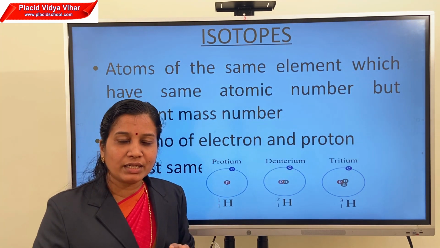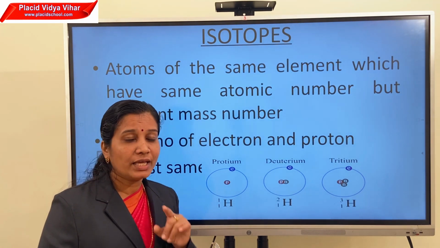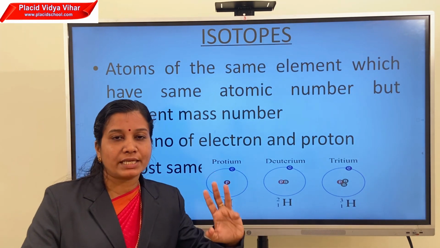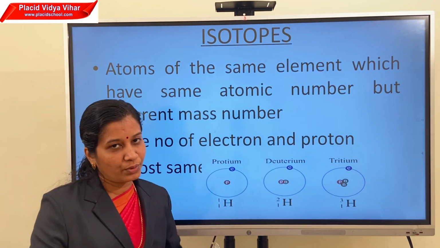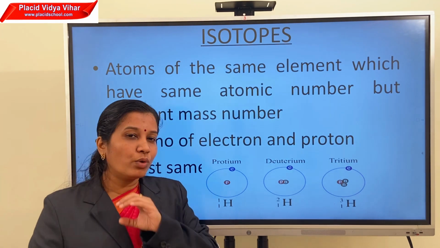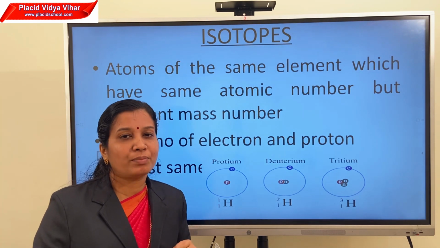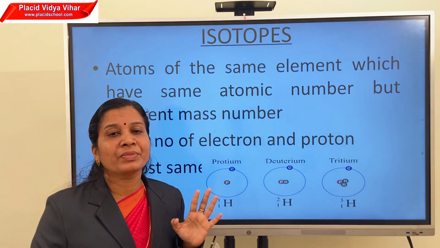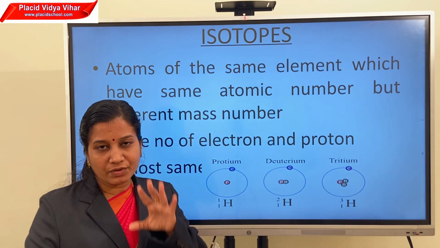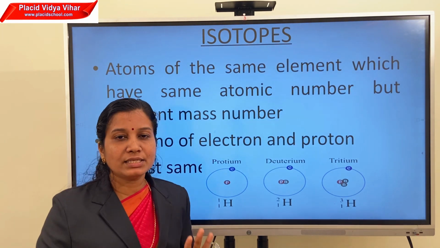So atomic number means what? It is equal to the number of proton. In the neutral species, it is also equal to the number of electrons. So that is why in isotopes, same atomic number, that means same number of electrons and same number of protons. Since these isotopes are of the same element, they almost have same chemical properties. They show same chemical properties because they all are same elements with a different mass number. So that is the isotopes having same atomic number, which means same element but different mass number.